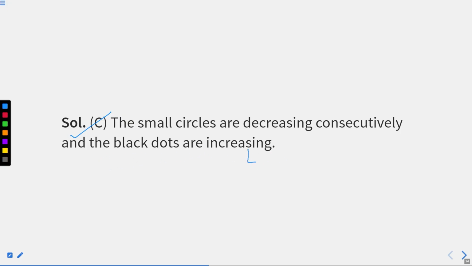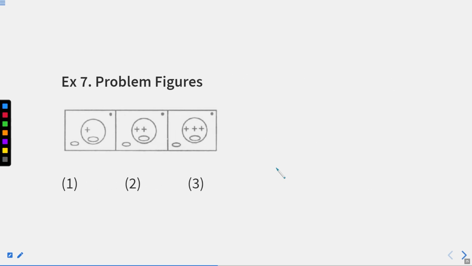The small circles are decreasing constantly, and the black dots are increasing, right? The black dots are in the downward direction and the small circles are on the upside, right? And we know the small circles are represented in this manner and the dots in this manner. I hope you got this question well, whether things are increasing or decreasing. Right now I'm moving to the next question just to make you understand these kinds of concepts very well.